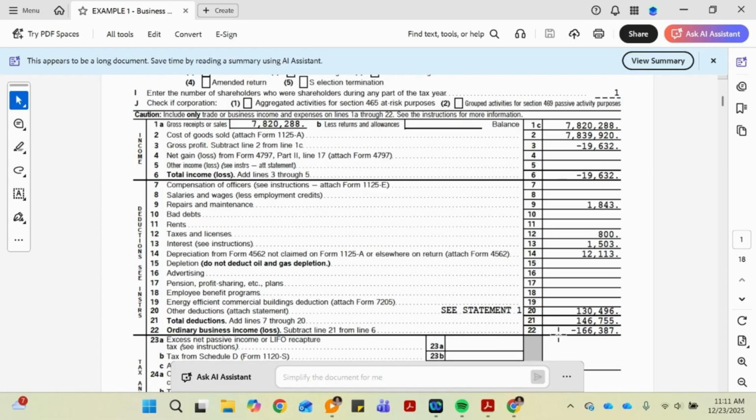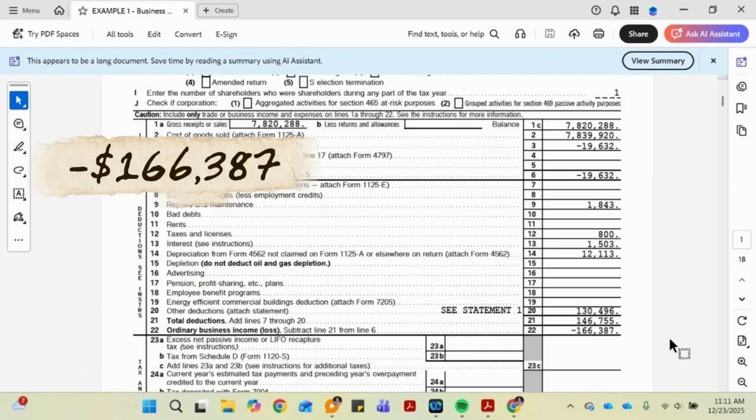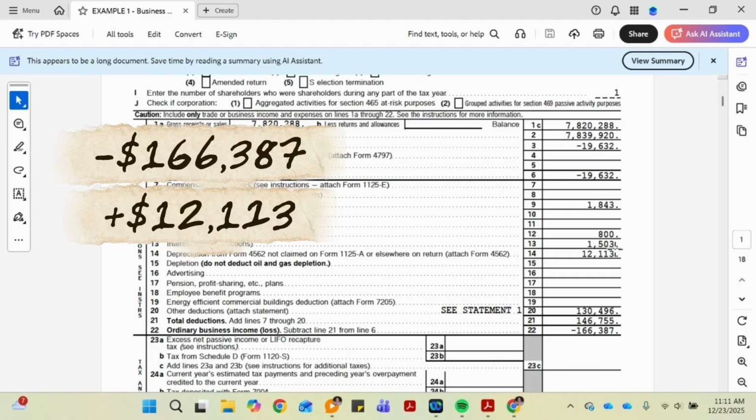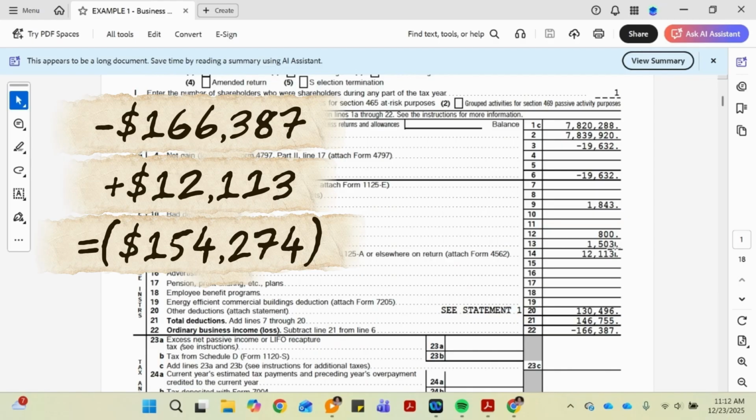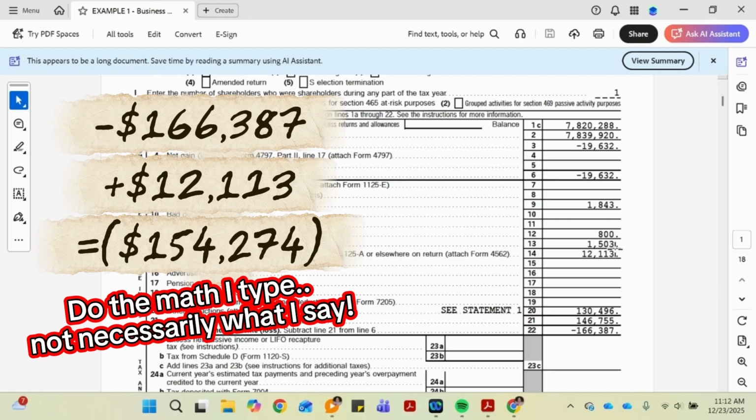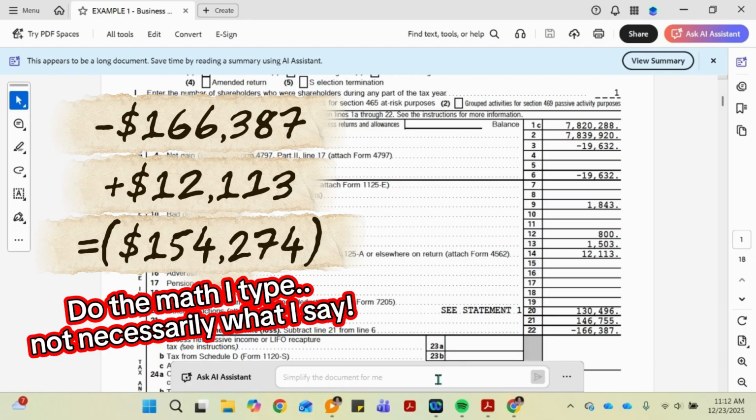Ordinary business loss is negative 166,387. I'm going to add back this $12,000. It's not giving us much, but I'm going to add it back. So I have 166,387 plus the 12,000. Okay, so we have 178,500 in loss. No, I'm sorry, I've got to do the opposite. 166,387 minus 12,113. Okay, so we have a total loss of 154,274. That's our total loss because I added this back, so it's less of a loss.